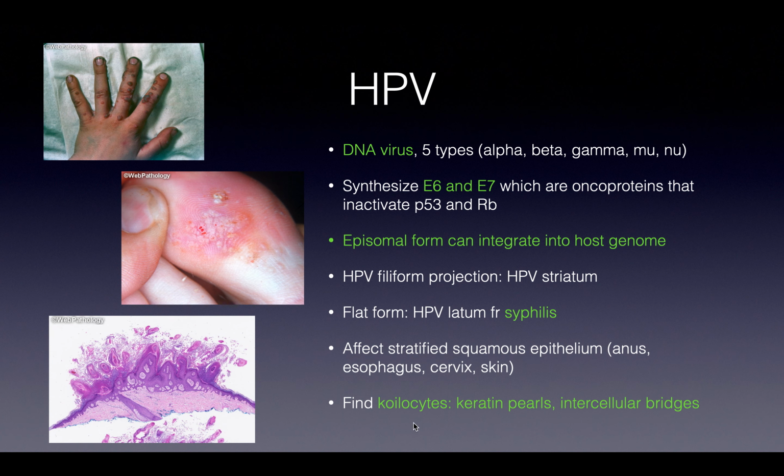So how do we test it? We find the koilocytes, and in them either the keratin pearls or the intracellular bridges using a pap smear.